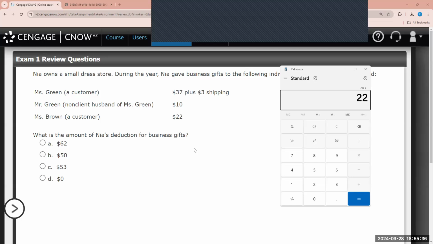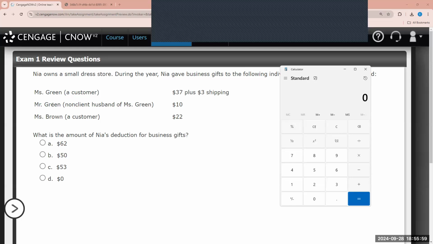Keep in mind, it's not that for every client you get to claim $25. In this case, we see that for Ms. Brown, Nia gave a gift of $22, which is below the maximum. So we take the actual amount, but let's say a gift was given to Ms. Brown of $27, only $25 would be considered deductible. So do the calculation again.